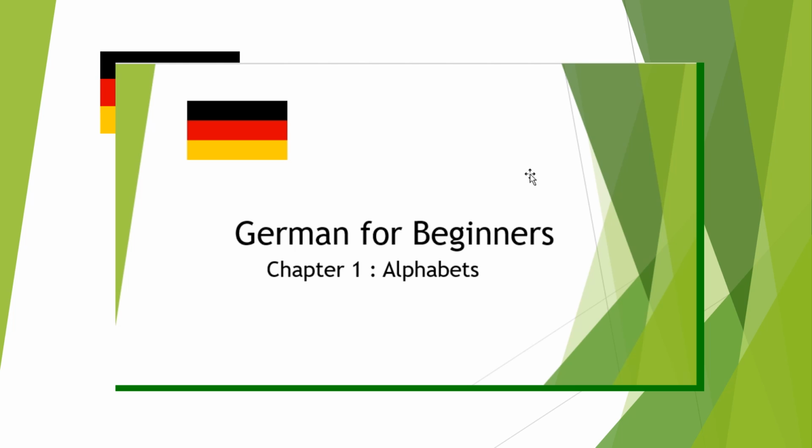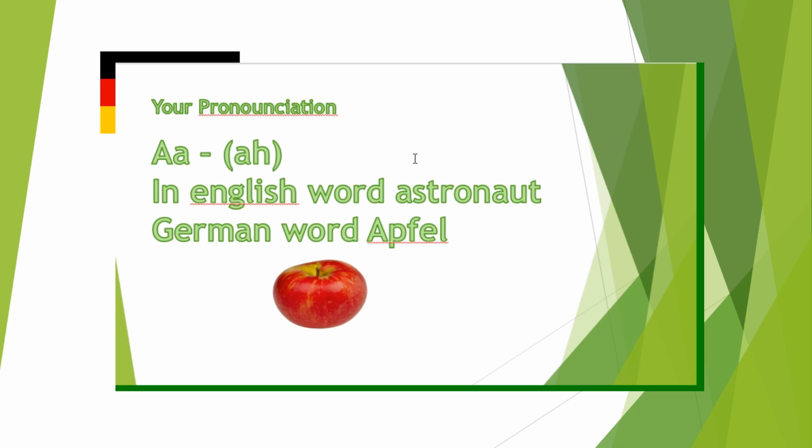German for beginners. So today we'll start with our first chapter, which deals with all the alphabets and special characters used in the German language. In the German language there are first 26 alphabets. They are exactly the same as English alphabets. However, pronunciation is different. So pronunciation makes the difference between two languages.